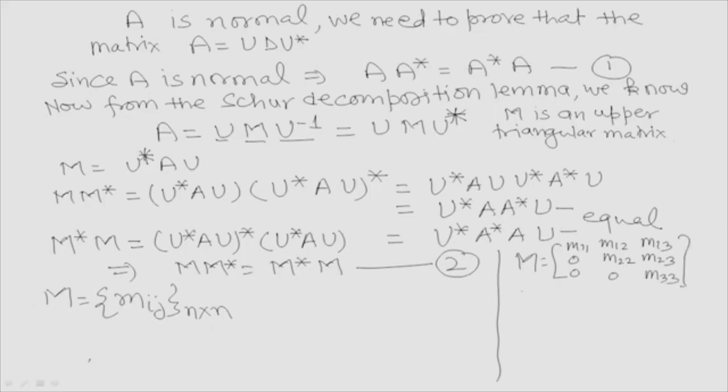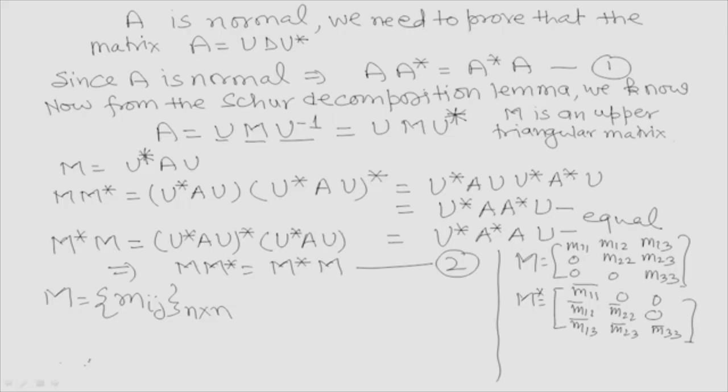So, M into M star. If M is this, then M star will become: first row M11 conjugate, 0, 0, and second row M12 conjugate, M22 conjugate, and M23 is basically 0. So, let me write it 0, and then the third row will be M13 conjugate, M23 conjugate, M33 conjugate. So, these are the matrices M and M star.